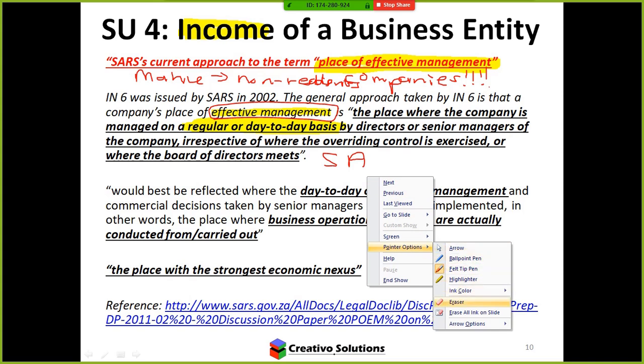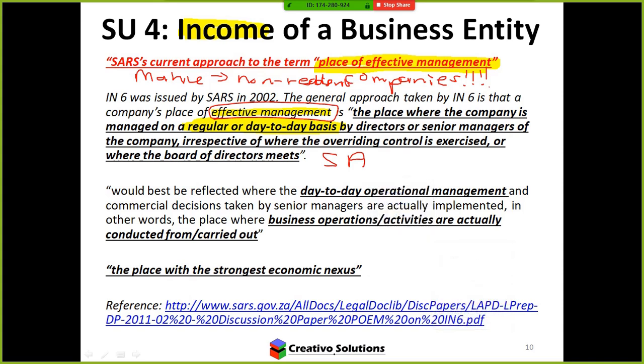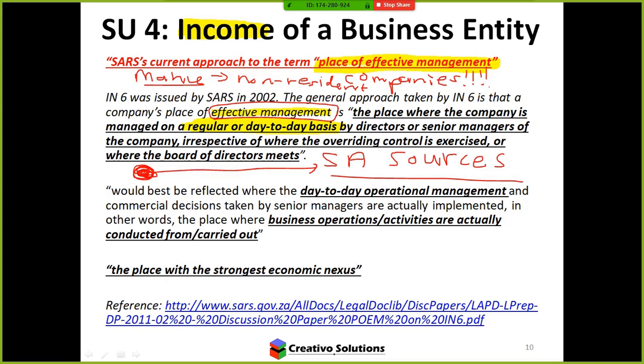SARS. Not SARS. They pay tax on South African sources. Okay, remember the source of the income. So South African source or sources. If Mali has a South African operation, that South African operation would have to pay taxes in South Africa, but only on their South African source.